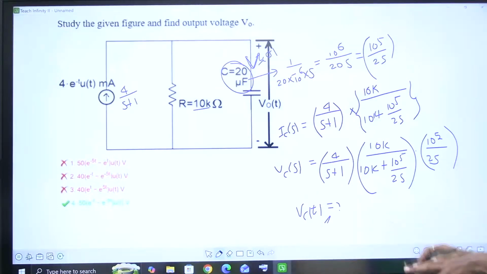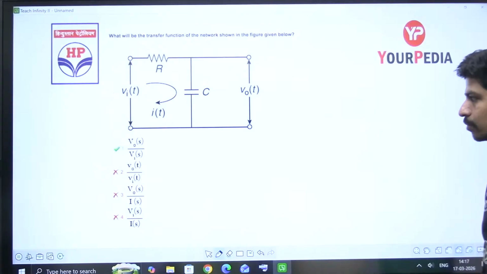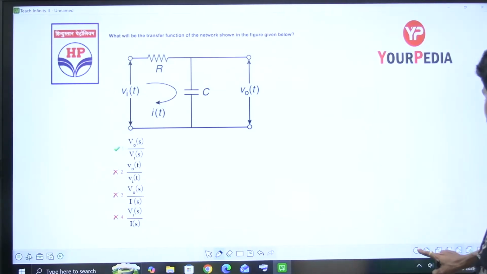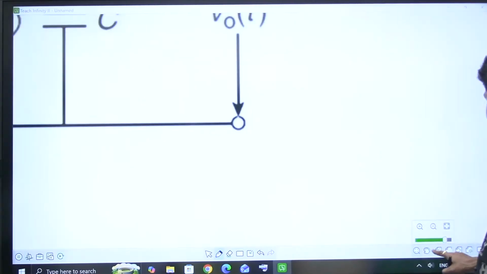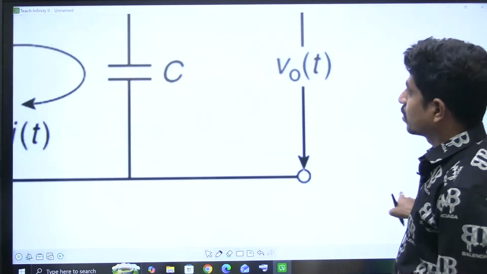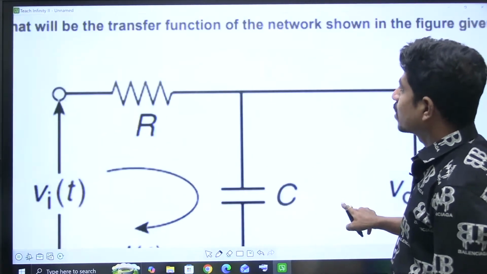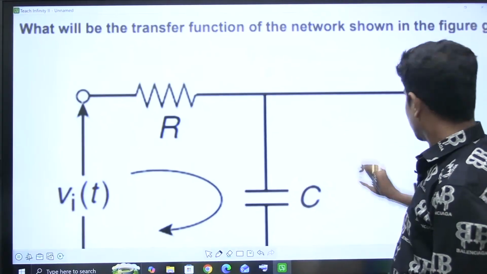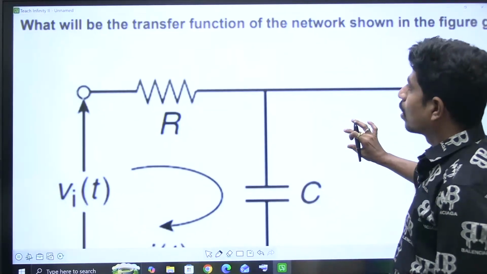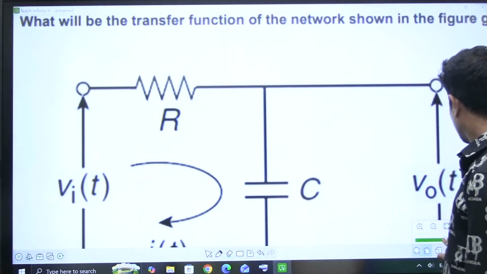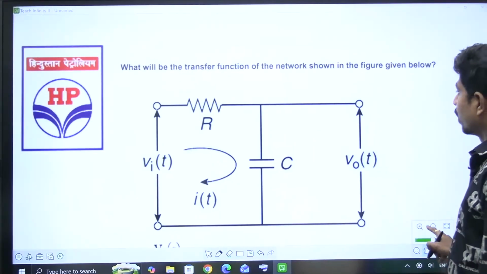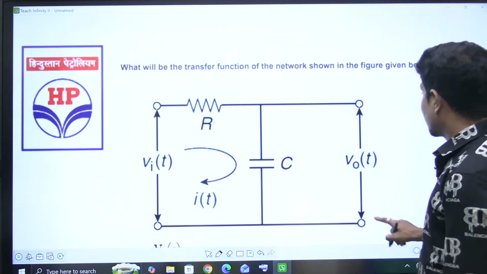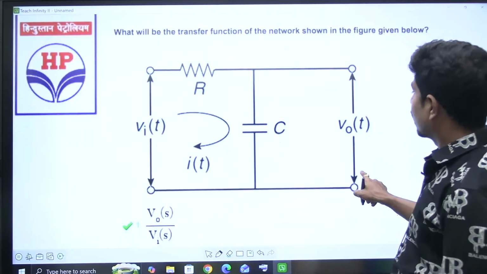Then you get the voltage in S domain. Convert into time domain, you will get that one, right? What will be the transfer function of the network? This is also not clearly visible. Let me increase the size of the question. What is the question asking? He's saying, what is the transfer function of the figure given below?